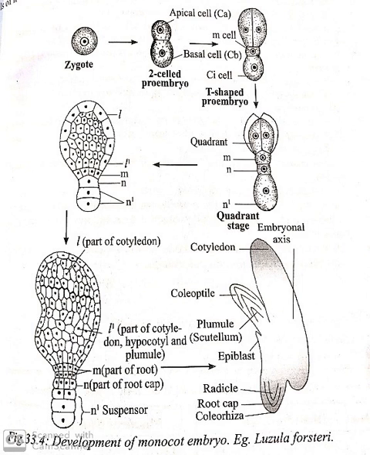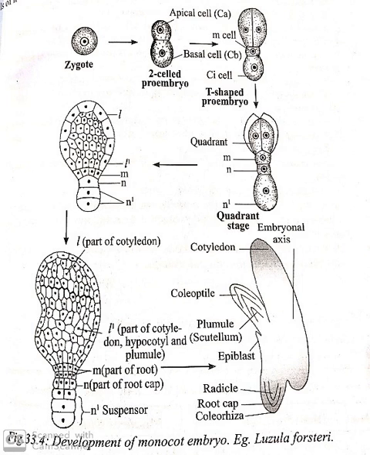Now I wish to say the difference between dicot embryo and monocot embryo. Dicot embryo develops in dicot plants. Monocot embryo develops in monocot plants. In dicot it is curved. In monocot it is straight. In dicot embryo there are two cotyledons. In the case of monocot it is one cotyledon.